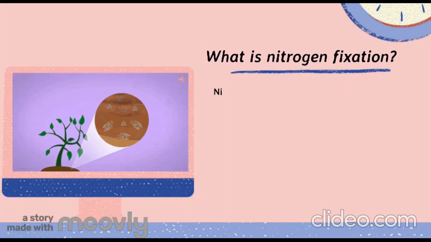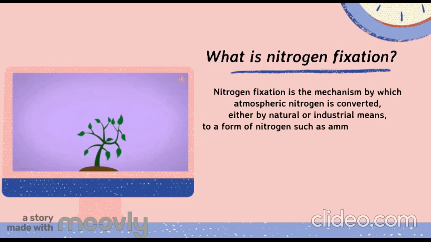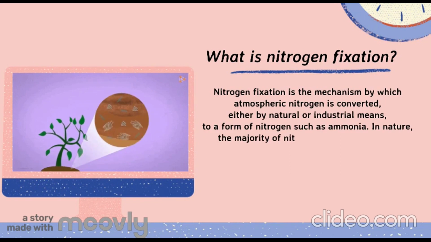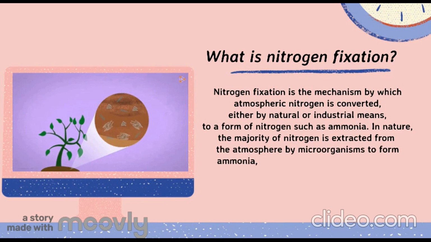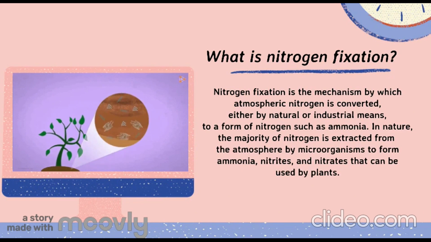What is nitrogen fixation then? Nitrogen fixation is a mechanism by which atmospheric nitrogen is converted, either by natural or industrial means, to a form of nitrogen such as ammonia. In nature, the majority of nitrogen is extracted from the atmosphere by microorganisms to form ammonia, nitrites, and nitrates that can be used by plants.